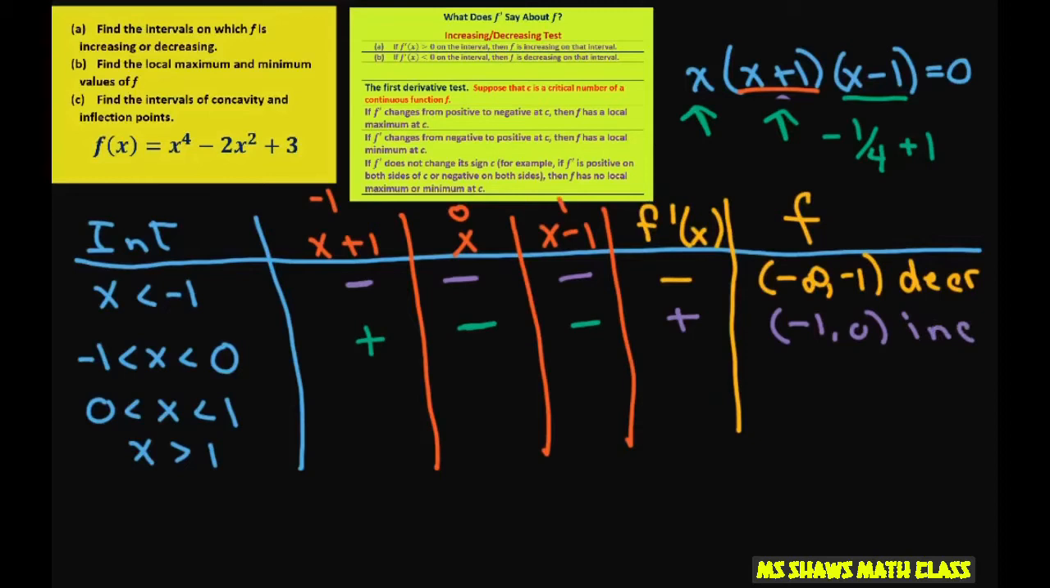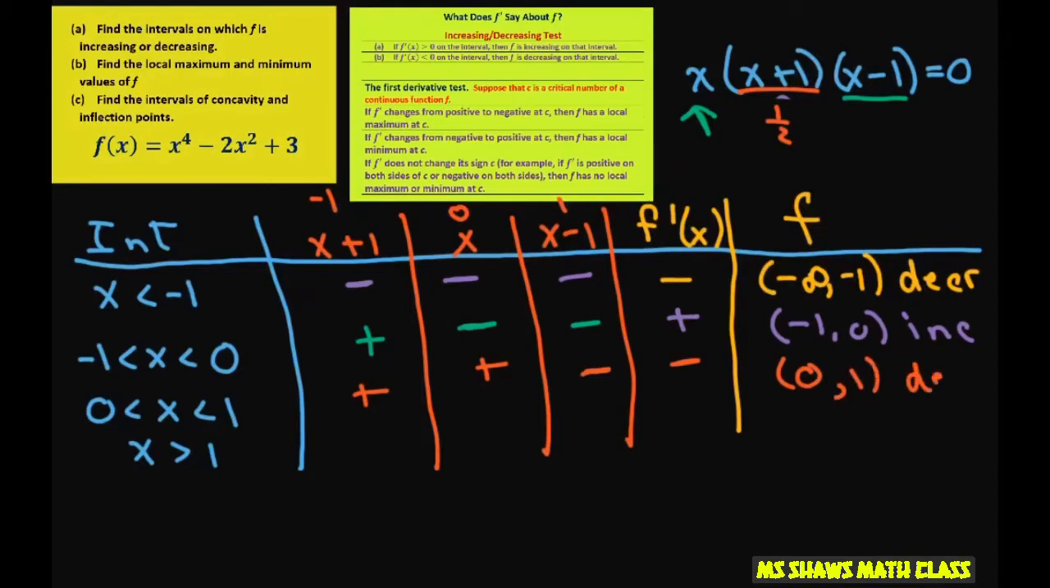Increasing. All right. Next, we want to plug in a number between 0 and 1, so 1/2. If I plug in 1/2 for x, that's just going to be positive. For this one, if I plug in 1/2, that's positive. If I plug in 1/2 here, that's going to be negative. So two positives make a positive times a negative. That's going to be negative. So it's decreasing on the interval 0 to 1.